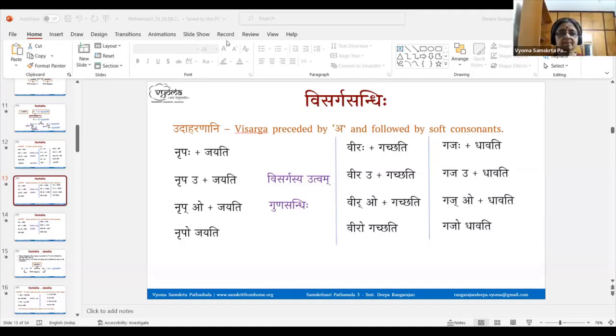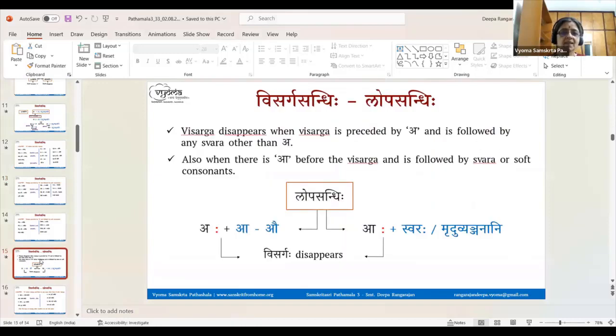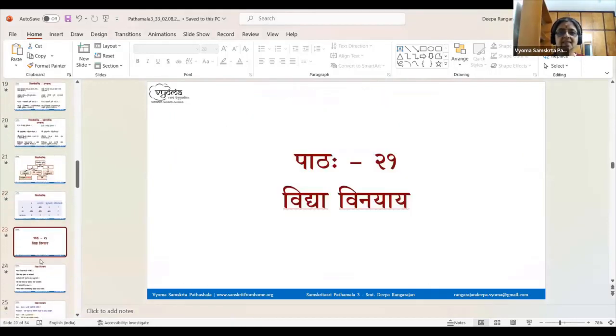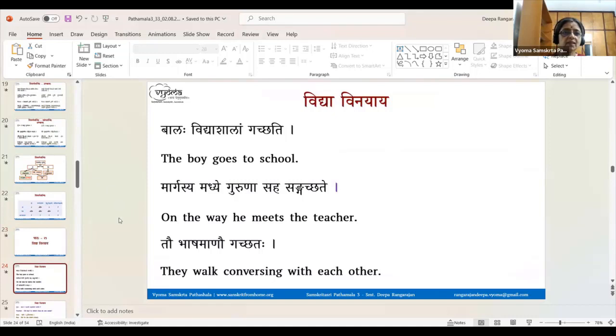Dhanyavada. So for a very long time, we've been trying to find out what sandhis are there in this lesson 21, Vidya Vinayaya. Look at the translations along with the sandhis wherever applicable. Anybody wants to try?